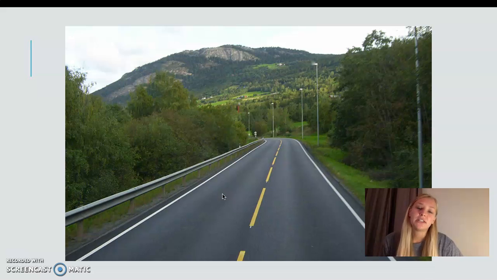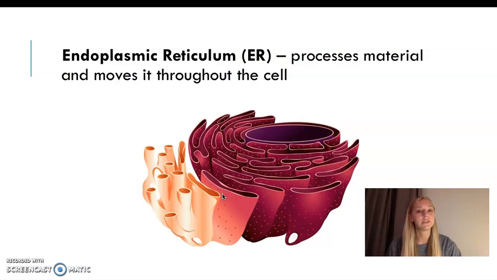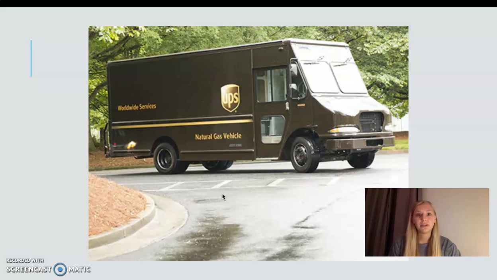So now that the factories have made tons of stuff for the citizens, how would we transport that stuff? Well, first off, we would need roads. And roads are like the endoplasmic reticulum of the cell, because this organelle is something that processes the material and helps move it throughout the cell. So just like the roads in the town, the ER is the route that different materials can take to move throughout the cell.